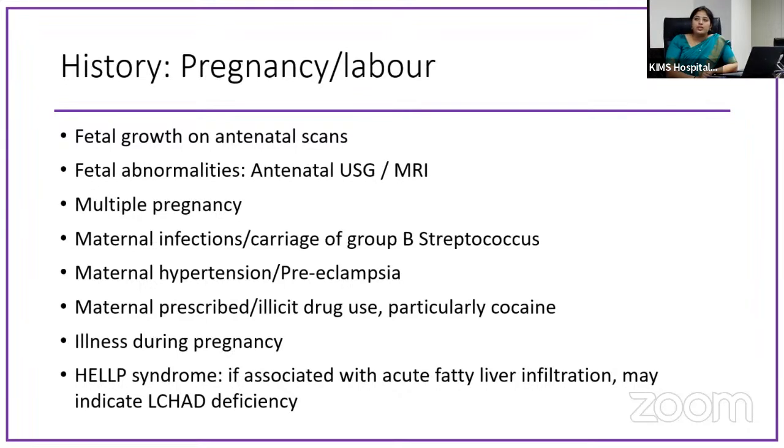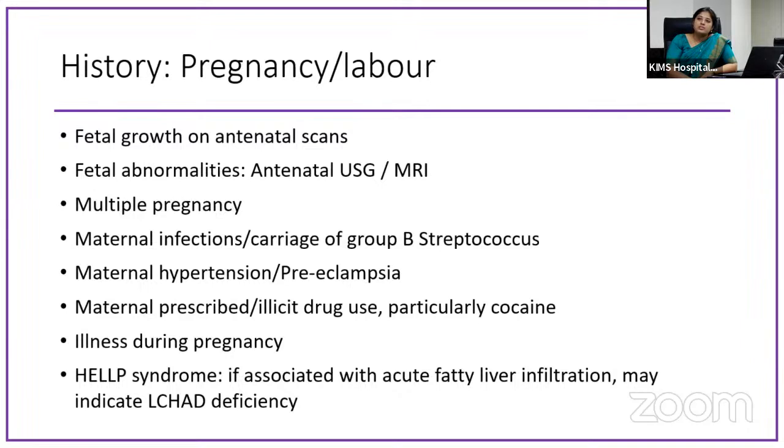Maternal infections or carriage of group B streptococcus can point towards a baby getting infected, or a low placental reserve, which can result in poor growth and hypoglycemia in the baby. Maternal hypertension or preeclampsia again can predispose to a small for gestational age baby or to postnatal low sugar levels, which I think as neonatologists most of you must know better than us. Maternal prescribed or illicit drug use, particularly cocaine, can result in growth abnormalities.